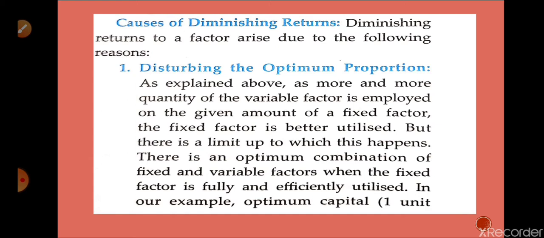So this condition may be there, or disturbing that optimum proportion may cause a decrease in production. So I hope it is clear. One worker, one machine, okay, but one machine, two workers, that is not okay, because we have disturbed that optimum proportion. So one machine and one worker was the optimum condition, but now we have changed it by adding one machine and two workers. So that is known as disturbing of optimum proportion.